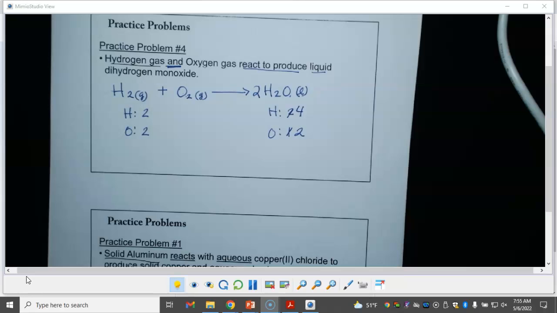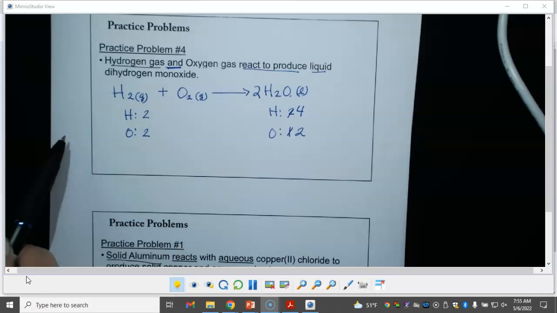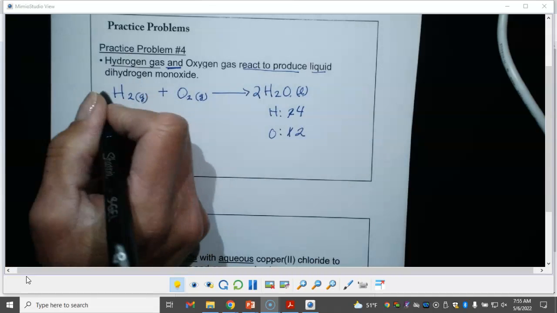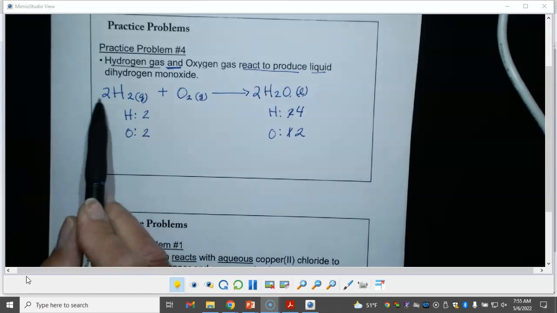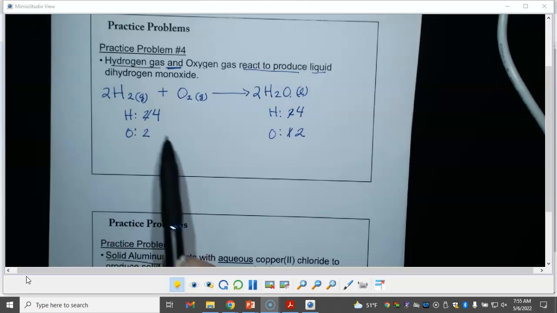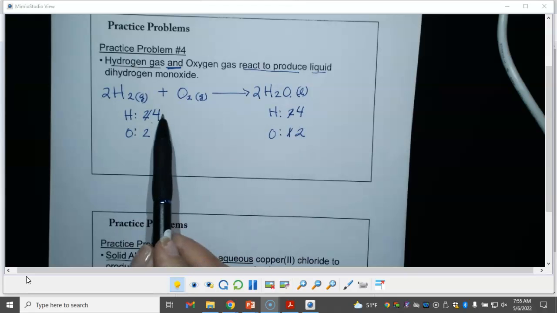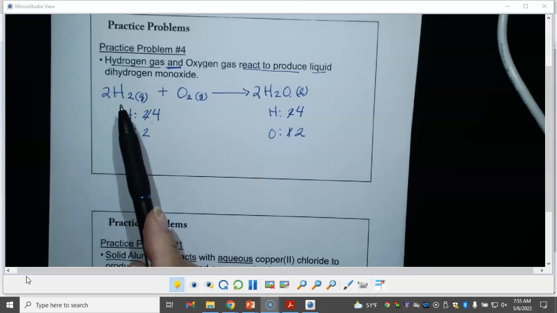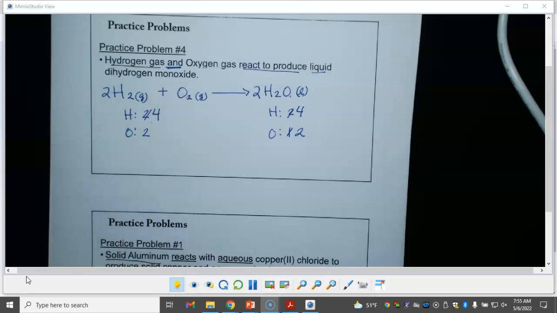Okay, so now what I can do is I'm going to go back to my reactant side, and I'm going to fix my hydrogen. If I have 4 hydrogen here, I'm going to put a 2 right here. 2 times 2 will give me 4 hydrogen. So now my hydrogen are equal on both sides, and now my oxygen are equal on both sides. So now my chemical reaction or my formula equation is showing the law of conservation. Okay?